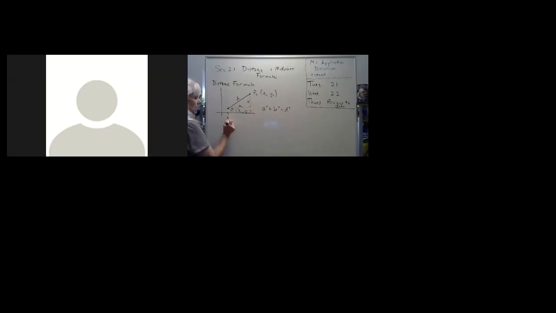Well, we know that this is x1, and this is over here at x2. So A is the distance between these two. A is really x2 minus x1, and then I'm going to have to square it because of the Pythagorean theorem.